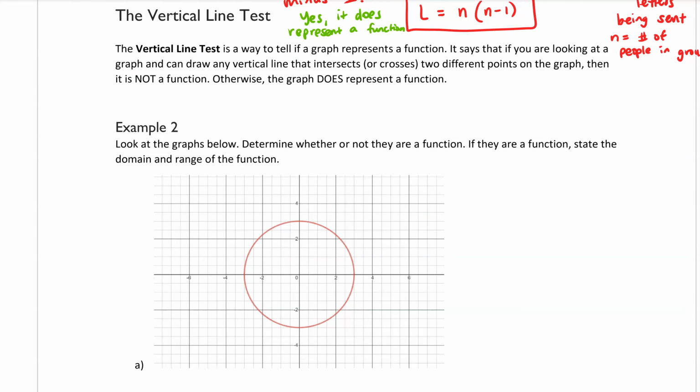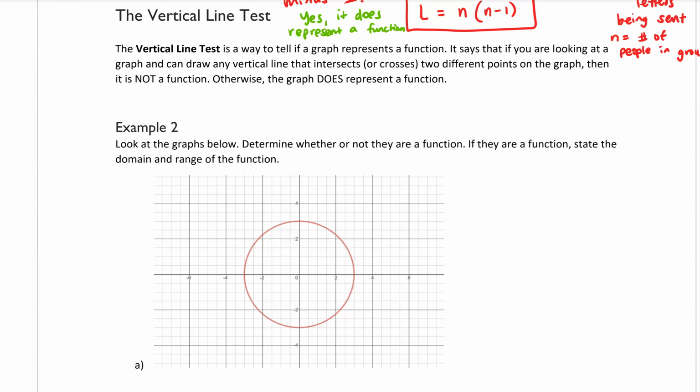The vertical line test is a way to tell if a graph represents a function. It says that if you are looking at a graph and can draw any vertical line that intersects or crosses two different points on the graph, then it is not a function. Otherwise, the graph does represent a function. So let's look at this second example. It asks us to look at the graphs below and determine whether or not they are a function. If they are a function, state the domain and range of the function.